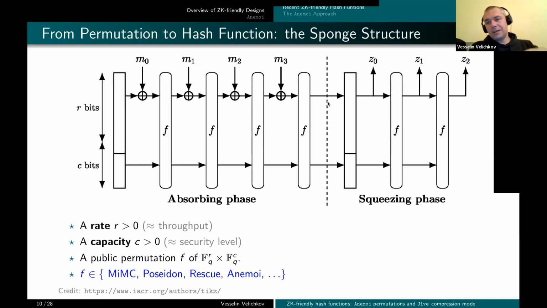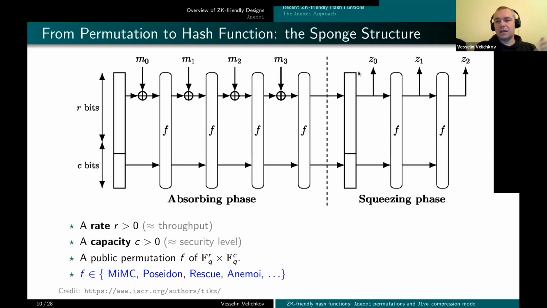And then at some point, after you have processed all of your message blocks, you start squeezing the state. In this squeezing, you start outputting blocks, Z0, Z1, Z2. And these blocks will be your hash. You will be squeezing for as long as you want your hash to be.